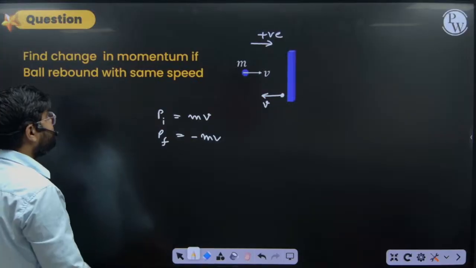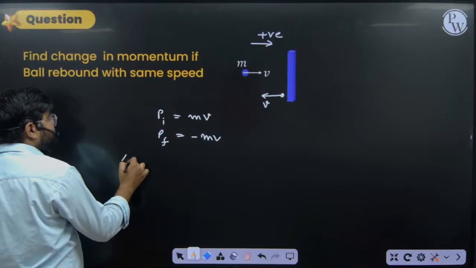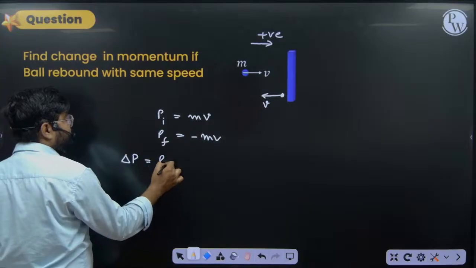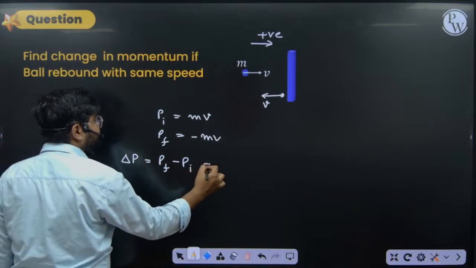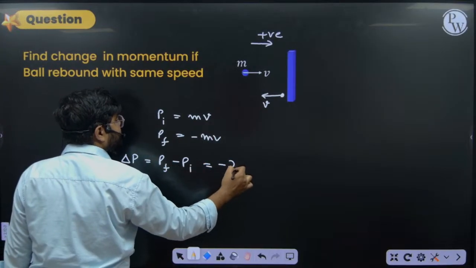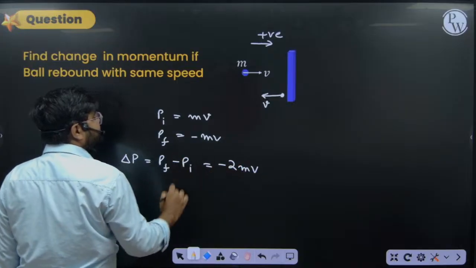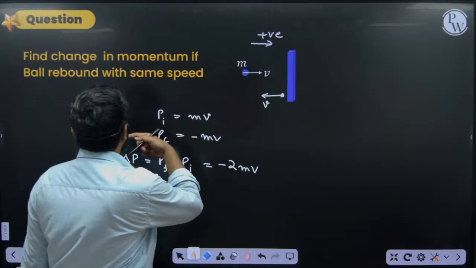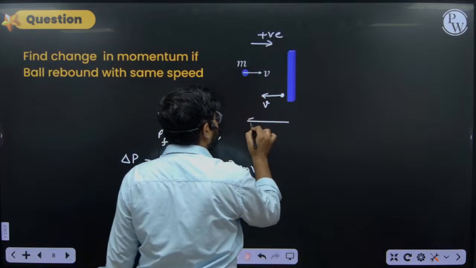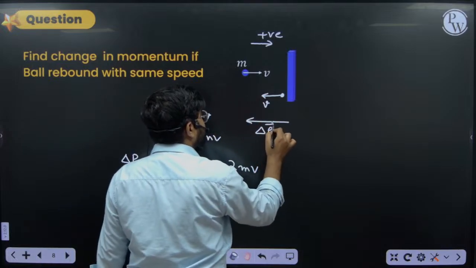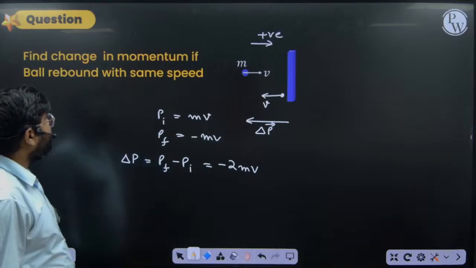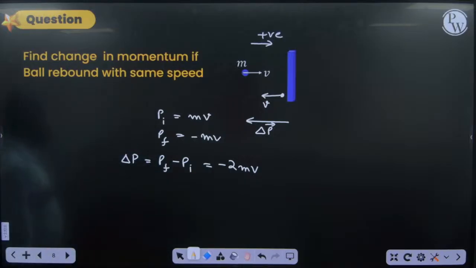So what is the change in momentum? Final minus initial. If we do this, we will get minus 2mv. The minus indicates the change is in this direction. So the change of momentum is in this direction. A very simple question. I hope this is clear to everyone.